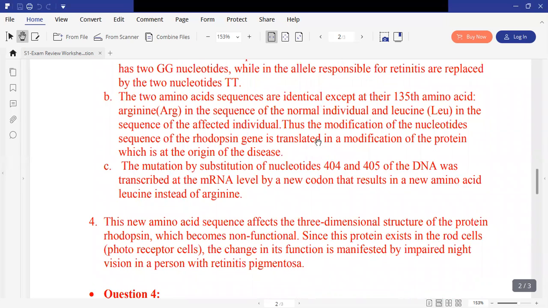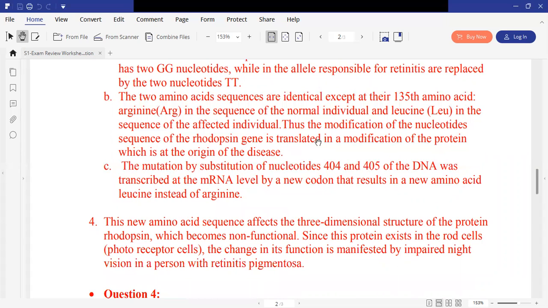So this new amino acid sequence will affect the 3D structure of the protein rhodopsin. This protein will become non-functional. This protein exists in the rod cells, in the photoreceptors. So the change in its function will lead to impaired night vision, and this is retinitis pigmentosa.